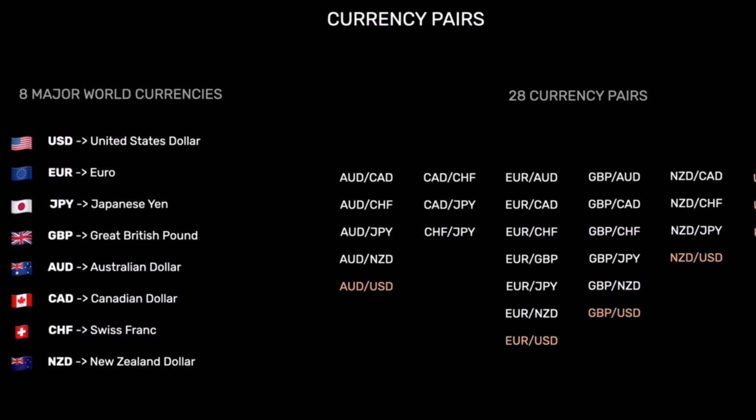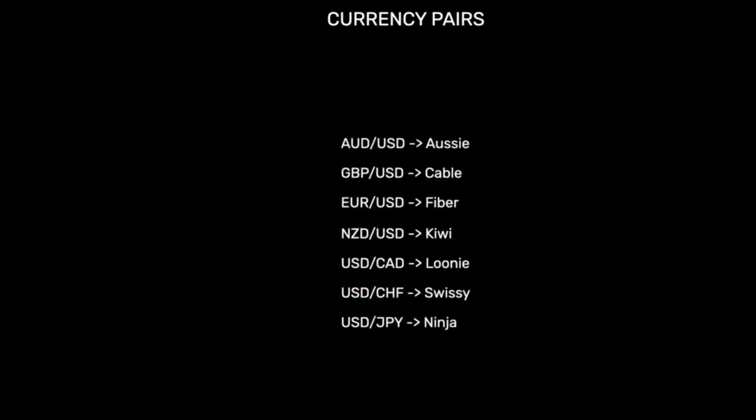And of these 28 pairs, those that contain the US dollar are referred to as the majors. And the remaining pairs that do not contain the US dollar are commonly known as minors or crosses. Now, you may hear many of the major pairs referred to by traders with certain nicknames. Australian dollar versus the US dollar is simply Aussie, pretty simple.